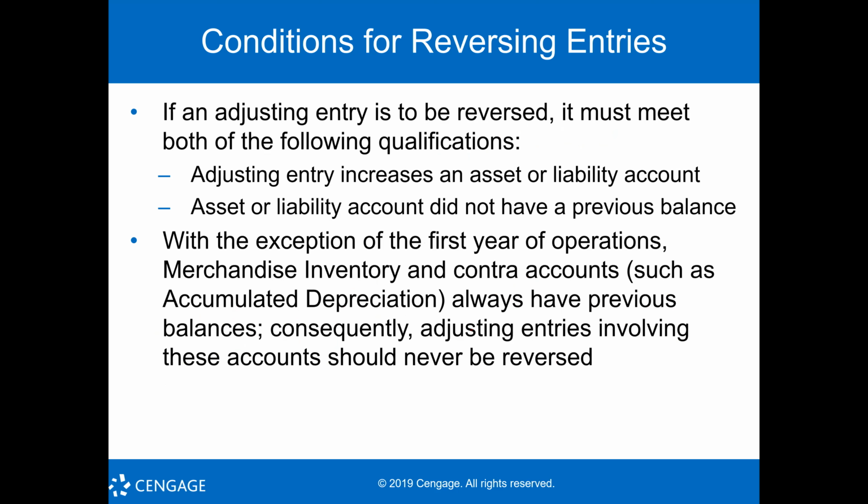Conditions for reversing entries. If an adjusting entry is to be reversed, it must meet both of the following qualifications. Number one, the adjusting entry increases an asset or liability account. Number two, the asset or liability account did not have a previous balance. Just like it shows here, with the exception of the first year of operations, merchandise inventory and contra accounts like accumulated depreciation always have previous balances. Consequently, adjusting entries involving these accounts should never be reversed. So if it has a previous balance, do not reverse.